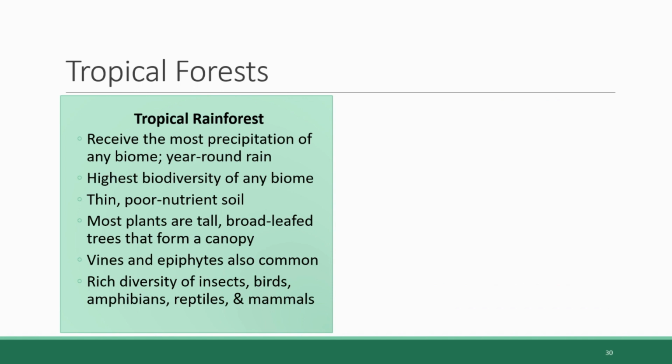Most plants in the tropical rainforest are tall, broadleaf trees that form a dense canopy, which you may have seen and noticed in the photo that was on the previous slide. And as a result, it's difficult for sunlight to penetrate down to the forest floor. So other non-tree plants have to get creative to get their dose of sunlight. Vines that climb up the rainforest trees are common, epiphytes are common. And then in the realm of animal life, there's a rich diversity of insects, birds, amphibians, reptiles, and mammals. Various types of monkeys, leopards, and sloths are examples of some animals you might find in this biome.